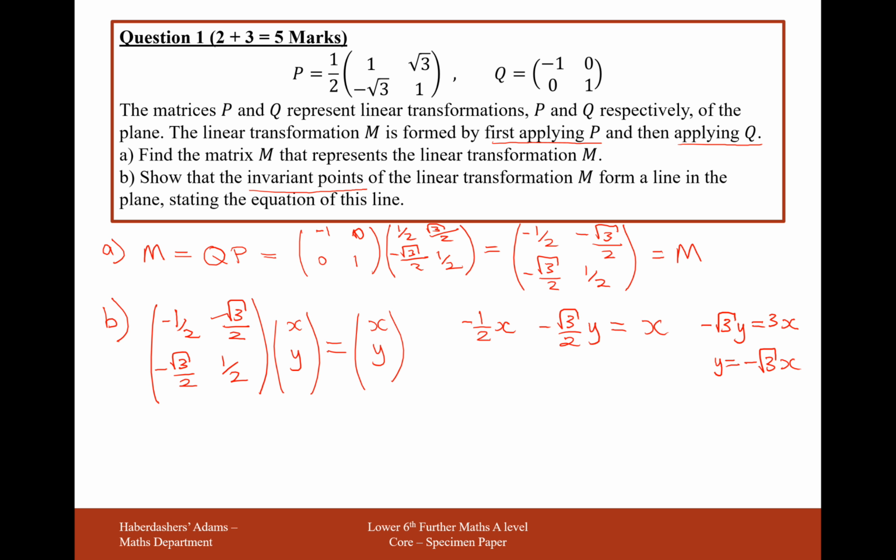Let's just make sure that matches up with the bottom row, just to check our answer. -√3/2 x, add half y will equal y. So taking the half y onto the other side and doubling it, I'm going to get -√3x equals y. Okay, there we are. So I got that twice. So that is the equation of the line y equals -√3x. Okay, that's 5 marks.